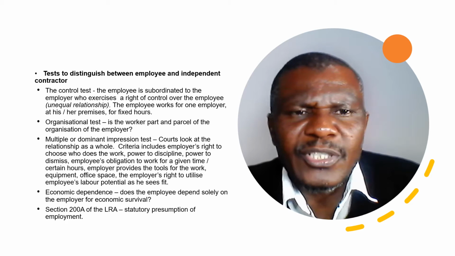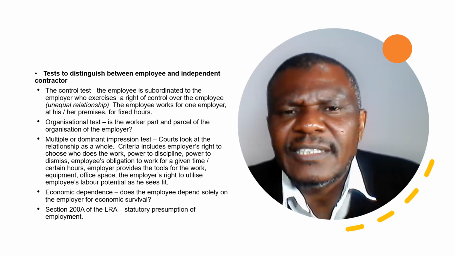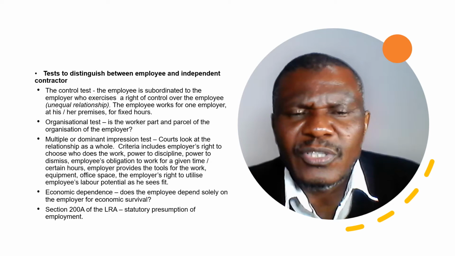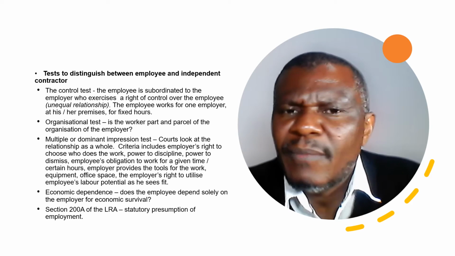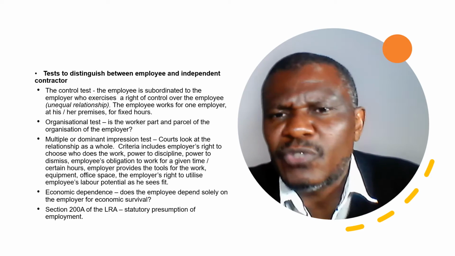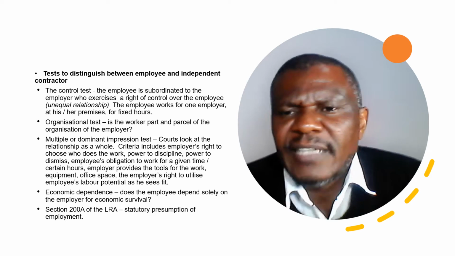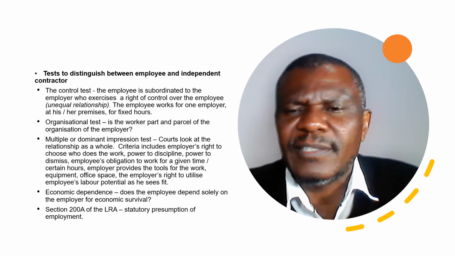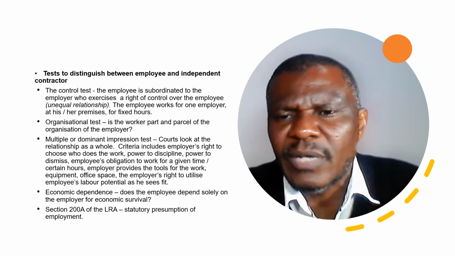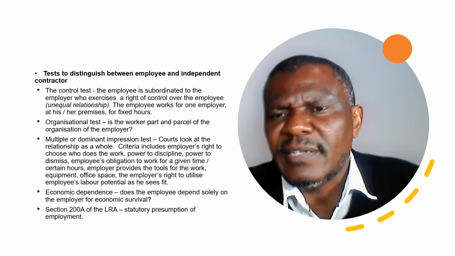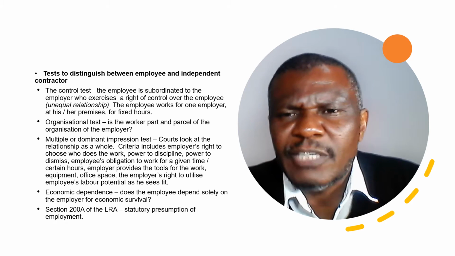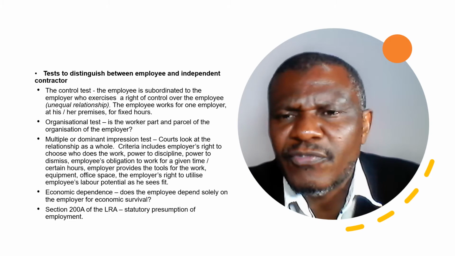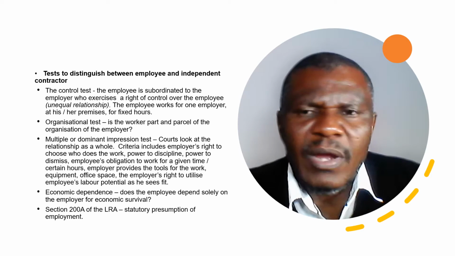If the employee's obligation to work for a given time or certain hours is controlled and determined by one who would be in the position of an employer, then there's an employment relationship, because you find that the employer provides the tools for the work, provides equipment for the work, which could be computers or whatever. If it's a journalist, the employer provides the cameras, video cameras, audio, all kinds of equipment that's going to be used. And then office space also gets to be provided by the employer. If there is such a provision of office space, then the relationship is one of employment.